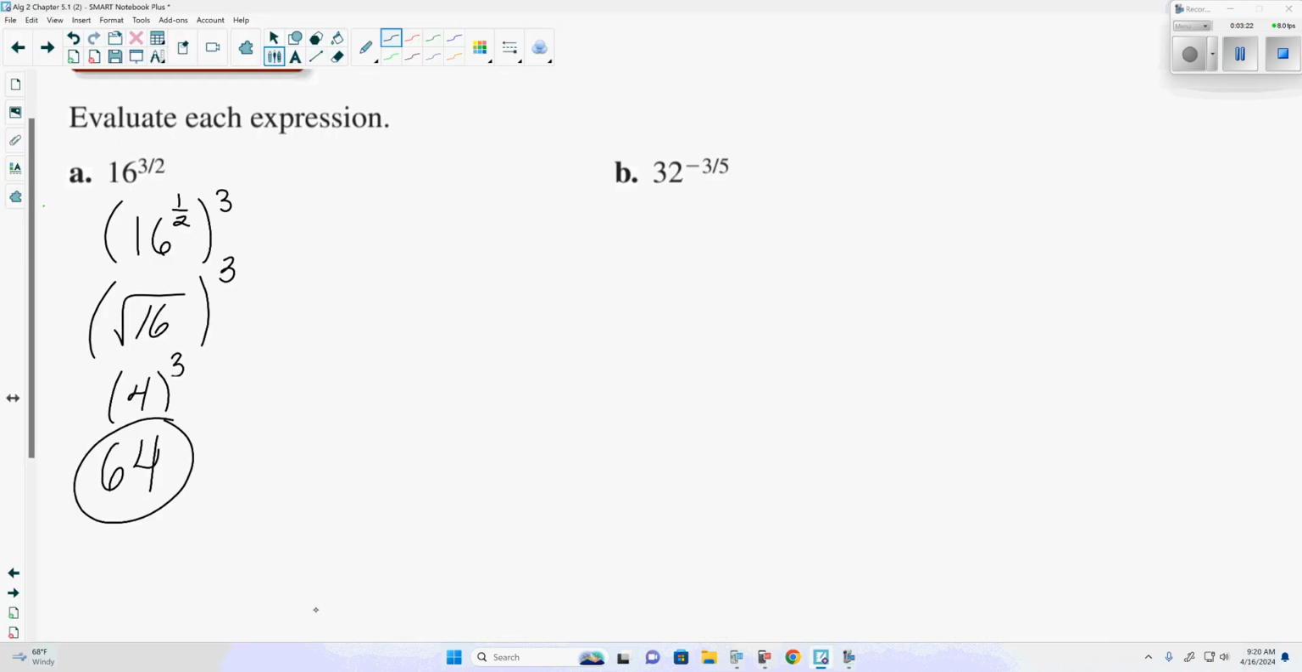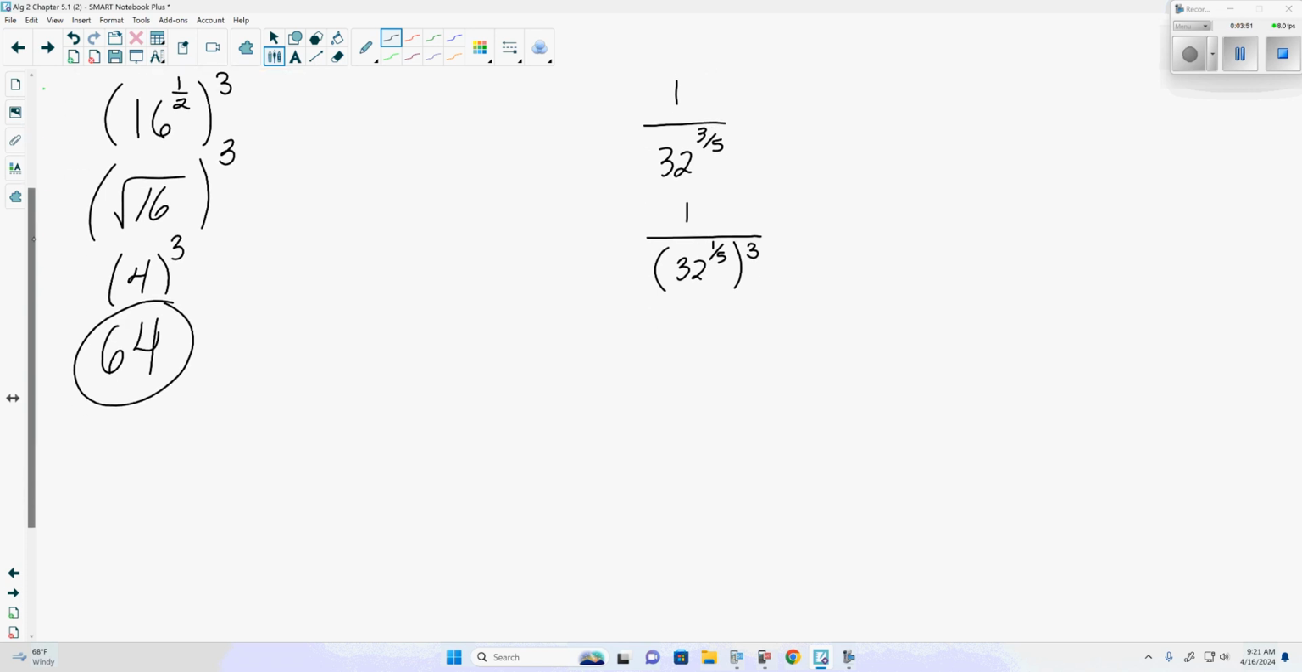Now our next one, 32 to the negative 3/5. Well, negative 3/5 means we're moving it from the top of the fraction to the bottom, because we need to make that exponent positive. And we can do the exact same thing we just did. We're going to have 32 to the 1/5 to the 3rd. Now 32 to the 1/5, that's the same as saying we're taking the 5th root of 32. We're trying to find out what number times itself 5 times is 32.